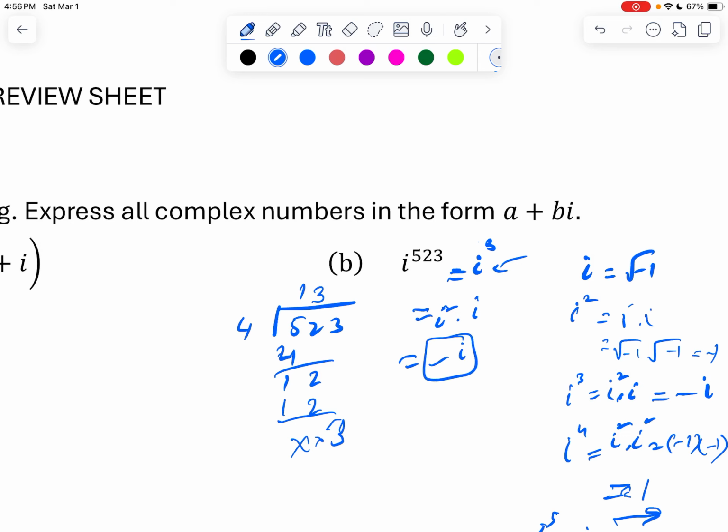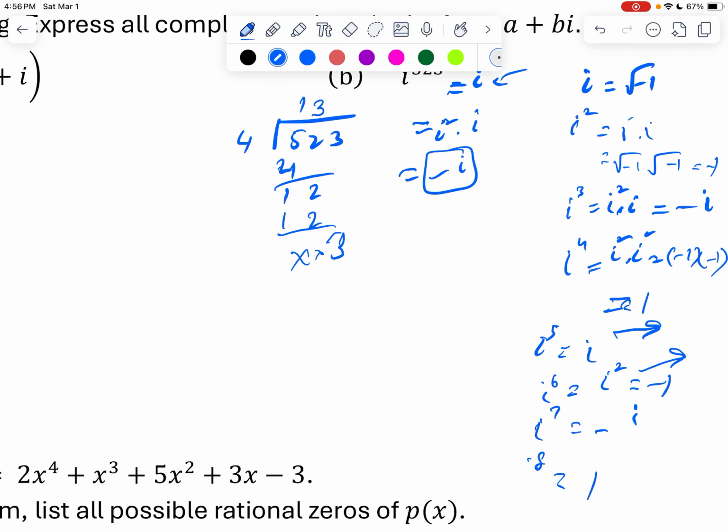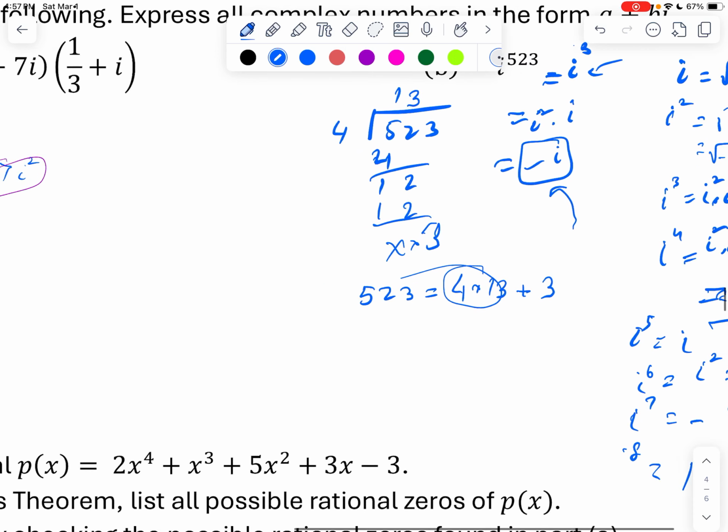The other thing that you can do is do the division on the side, and you can write 523 is equal to 4 into 13 plus 3. Now this is a multiple of 4, so this gives you 1, and then I to the 3 is I to the 3, and then you can simplify like I showed you. This is how you do the powers of I. You can simplify the powers of I.